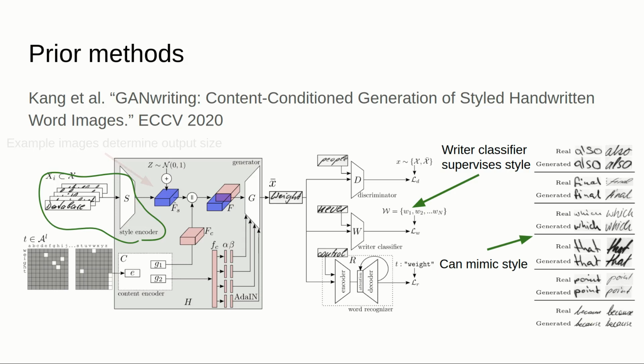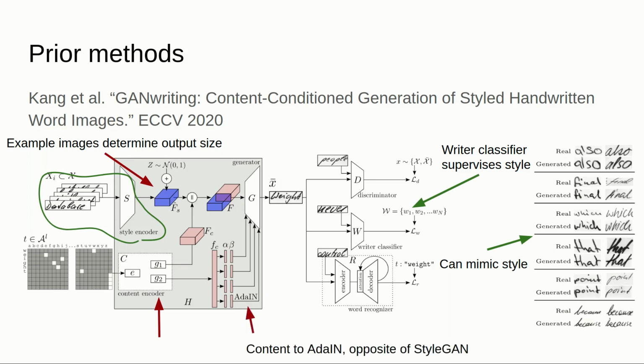Their architecture causes example images to determine the size of generated images instead of content. In practice, they pad example images to a fixed length. Additionally, their content encoding restricts them to fixed-length target text. They inject global content into the AdaIN layers in a manner opposite StyleGAN, which injects style into the AdaIN layers.